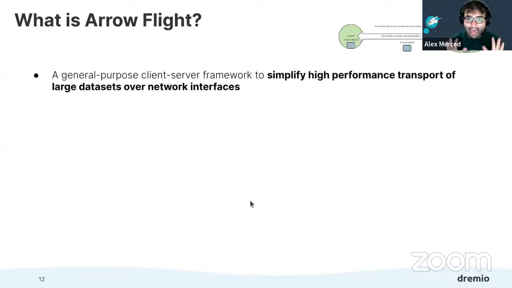Okay, so again, Arrow Flight. Arrow is the format, and Arrow Flight is the standard for how we transfer that format across destinations. It's a general purpose client-server framework, and it's done using RPC, remote procedure calls. The beautiful thing, if you've ever created an API in gRPC or RPC, is that you create one standard contract.